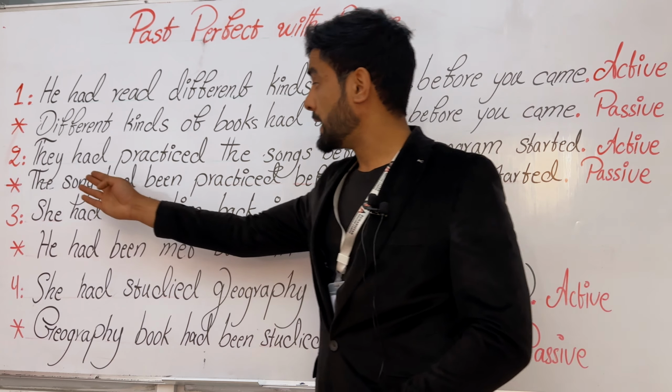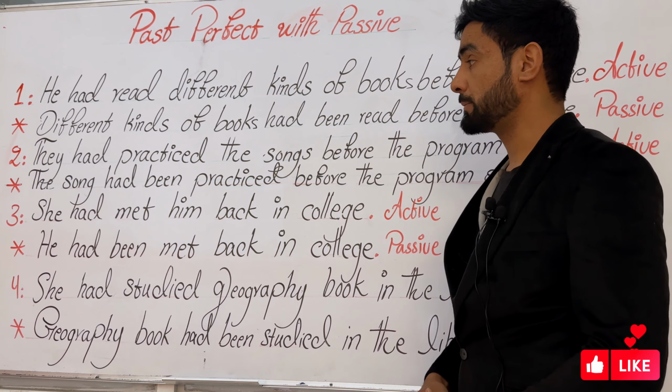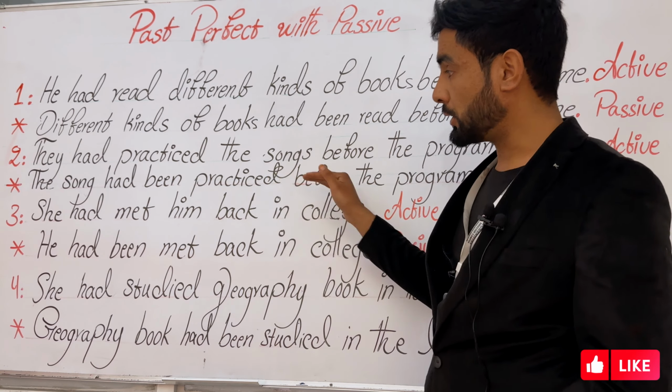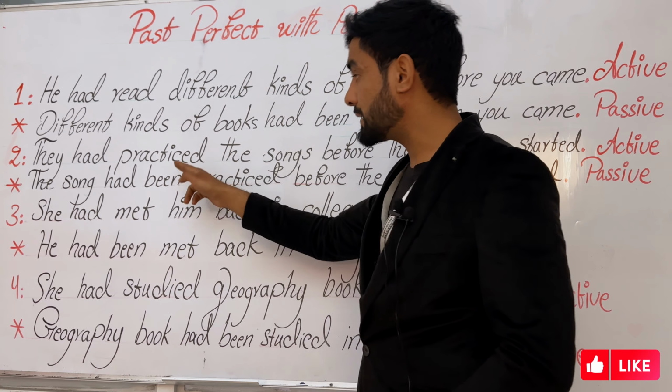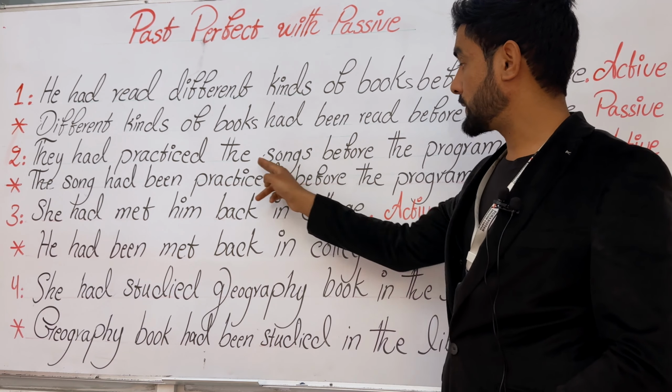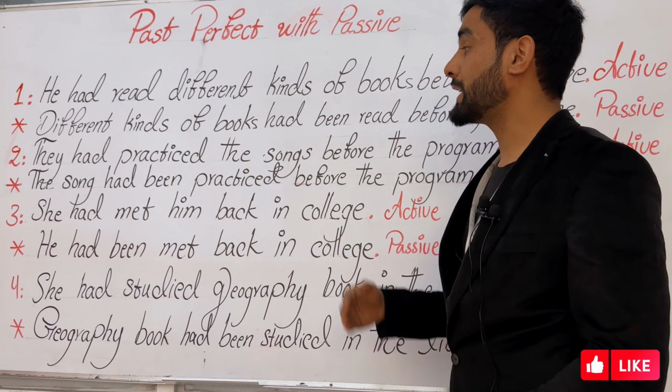Next sentence. They had practiced the songs before the program started. Let's understand the parts of the sentence. They is the subject, had is the auxiliary verb, practice is the main verb, the songs is the object, before the program started. It's active form.